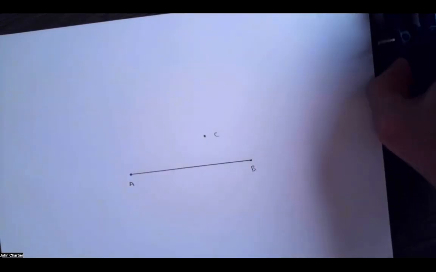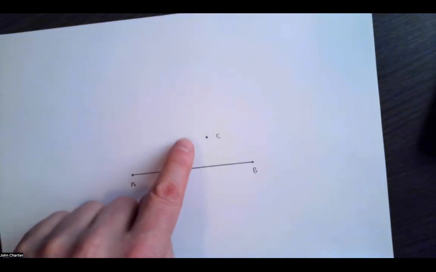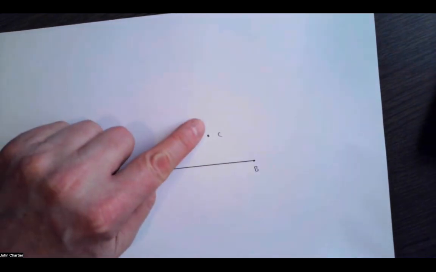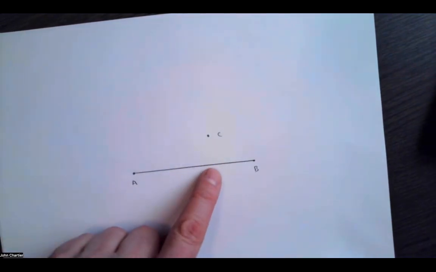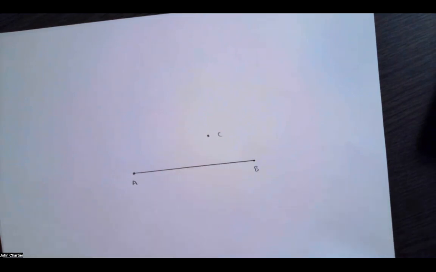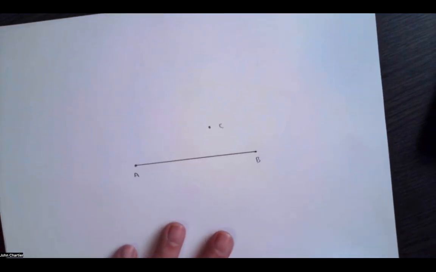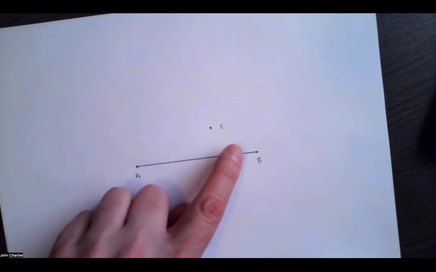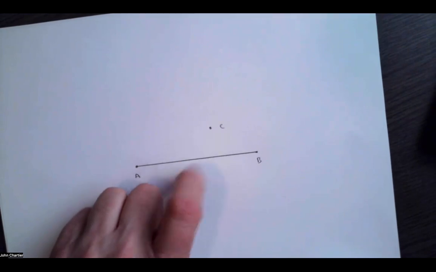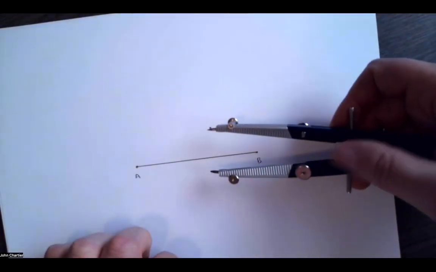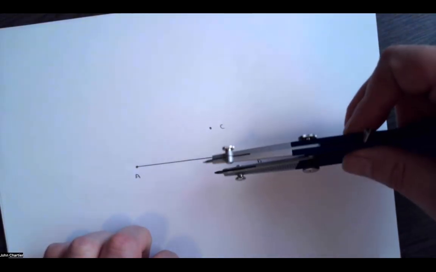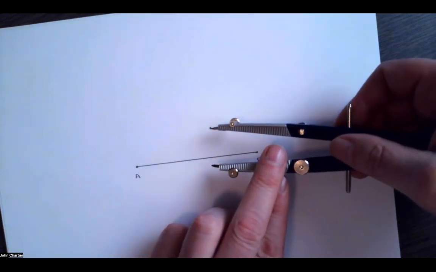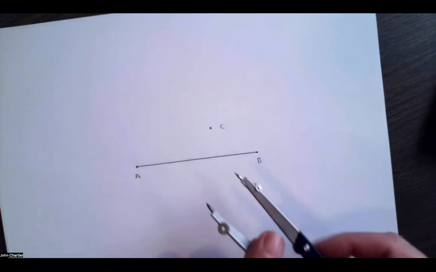Okay, so there's my line AB. C is now no longer on the line, and I'm going to make a perpendicular line that goes through C that's perpendicular to AB. All right, so here's my goal. I'm going to pretend that C is on the line right here and make an arc to the right and to the left, just like the previous one. This is step 1. I just need to open up my compass. I'm trying to get this to look nice. Open up my compass so I can make an arc to the left and to the right.